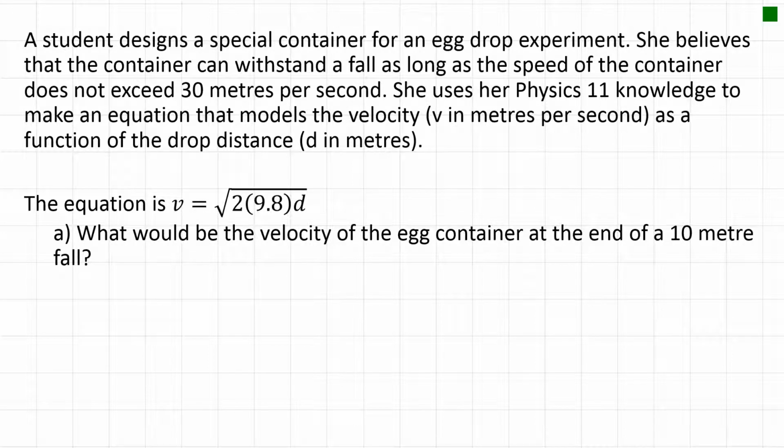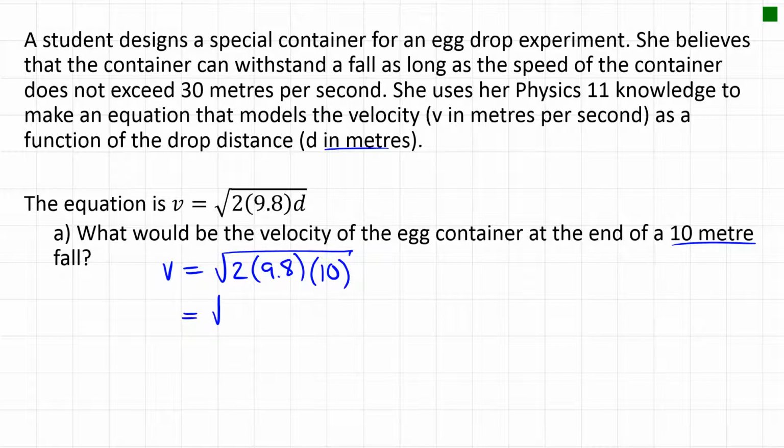For part A, we want to find that velocity at a certain height. So we can just go ahead and stick that height in, which is 10 meters. And the units are appropriate, a 10-meter fall, and distance should be in meters. So that's good. And then we can go ahead and calculate this.